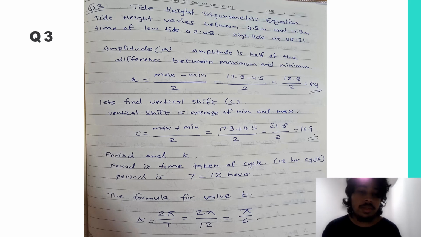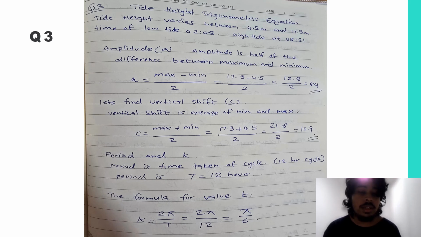Let's find the vertical shift. The vertical shift is the average of minimum and maximum. So C equals the maximum plus the minimum, divided by 2. So the equation is shown here once again, with the answer being 10.9.